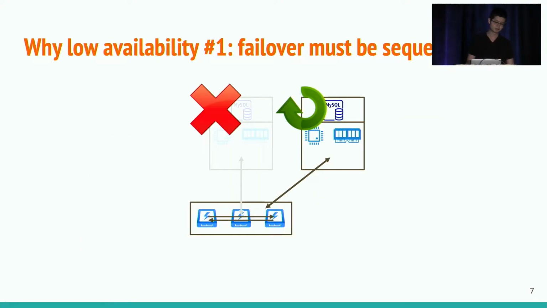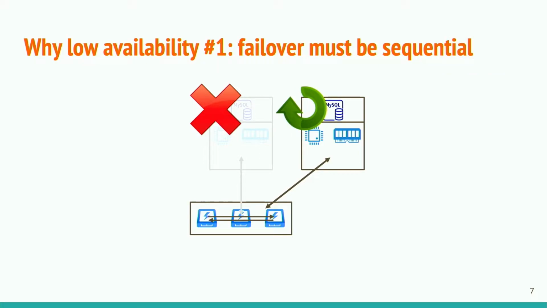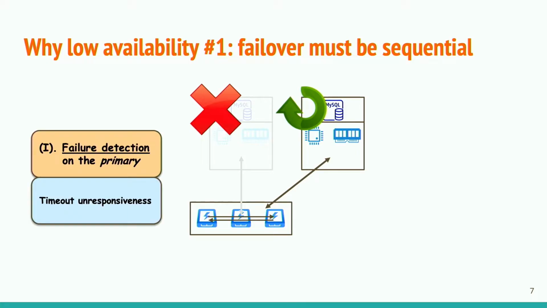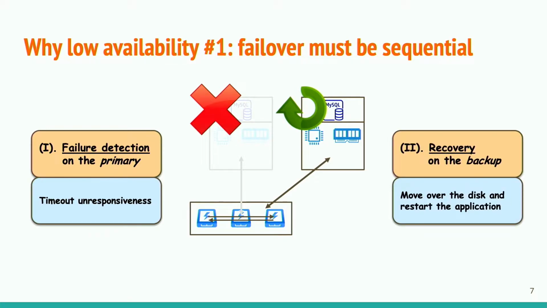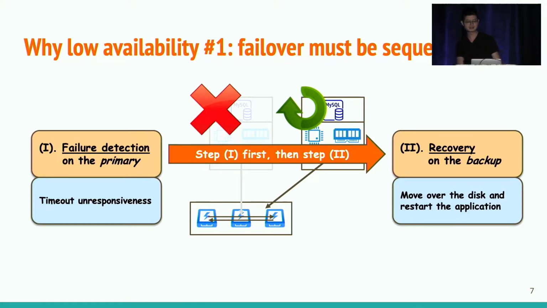The first reason why RED has low availability is that the failover must be sequential. RED has two major failover steps. Step one, failure detection on the primary, to determine whether the primary has truly failed by using a timeout. And step two, recovery on the backup, which includes moving over the disk and restarting the application. RED must proceed with the two steps sequentially, meaning that step two cannot start until step one is completed. This is because both the primary instance and the backup instance require exclusive access to the same application disk.